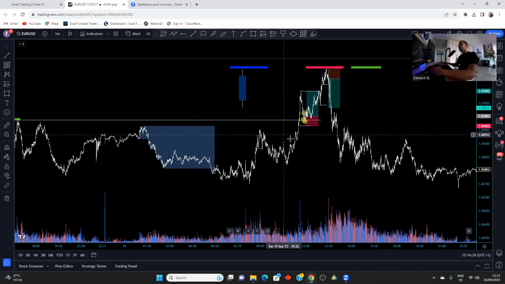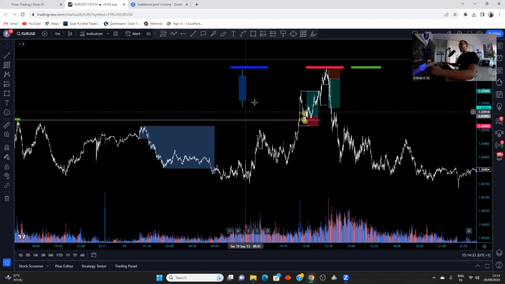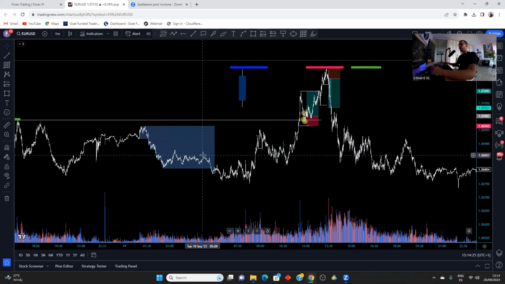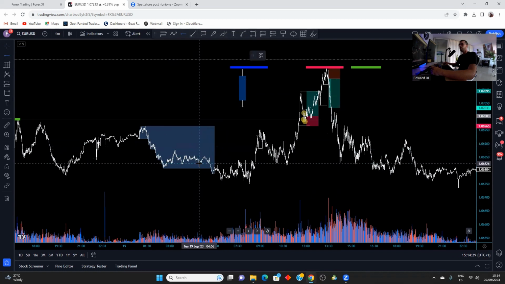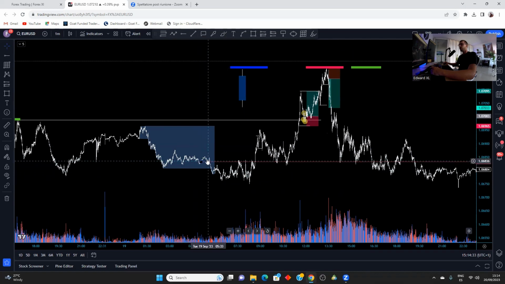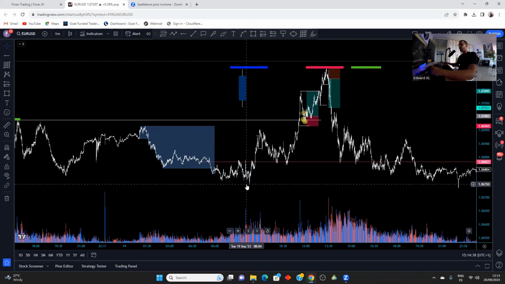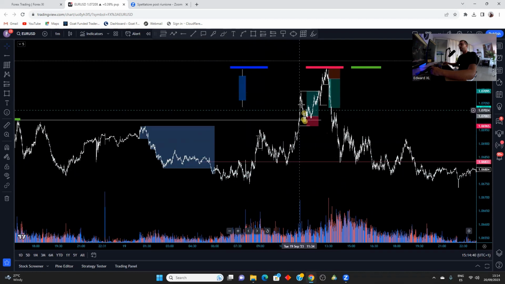Okay. Always, how is the daily candle being formed? Here we have the daily open, around here. This is where the daily candle opens. Then we create the wick to the downside and we start trending to the upside, okay?